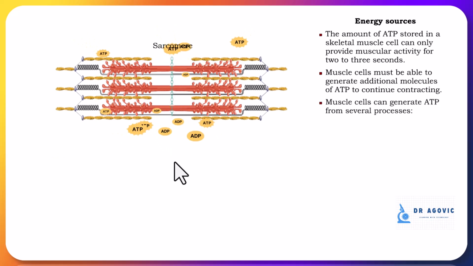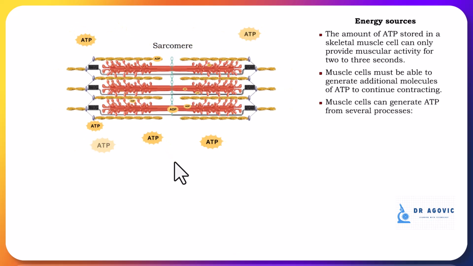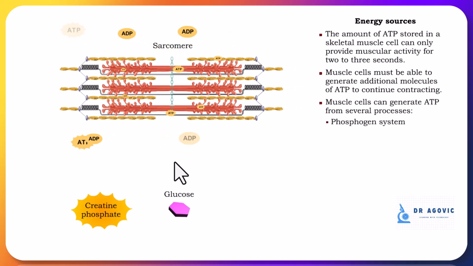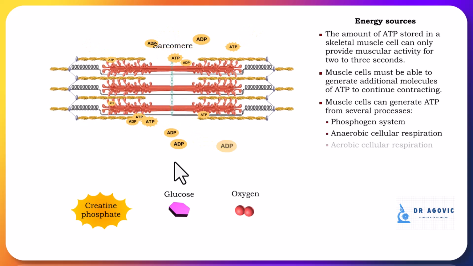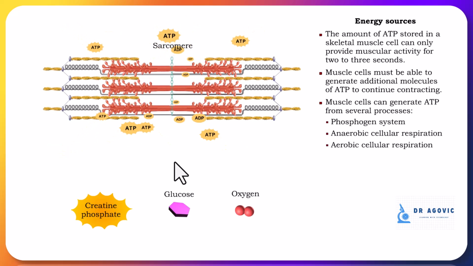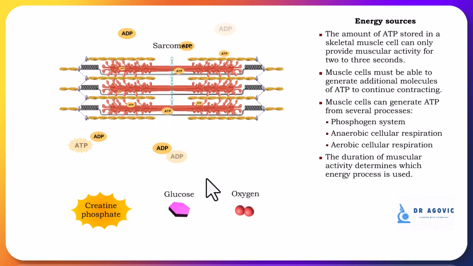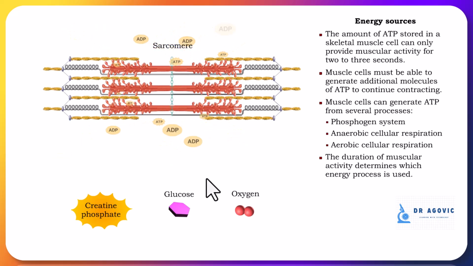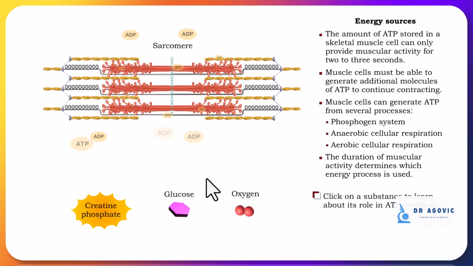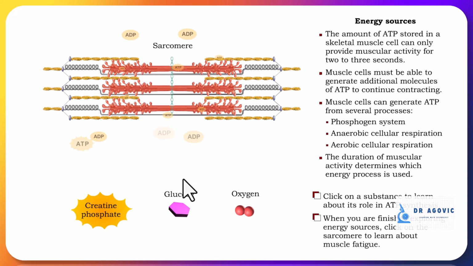Muscle cells can synthesize ATP from the following sources: creatine phosphate, and either anaerobic or aerobic cellular respiration. The duration of muscular activity determines which energy source is actually used. Let's explore each one of these. Let's begin with creatine phosphate.